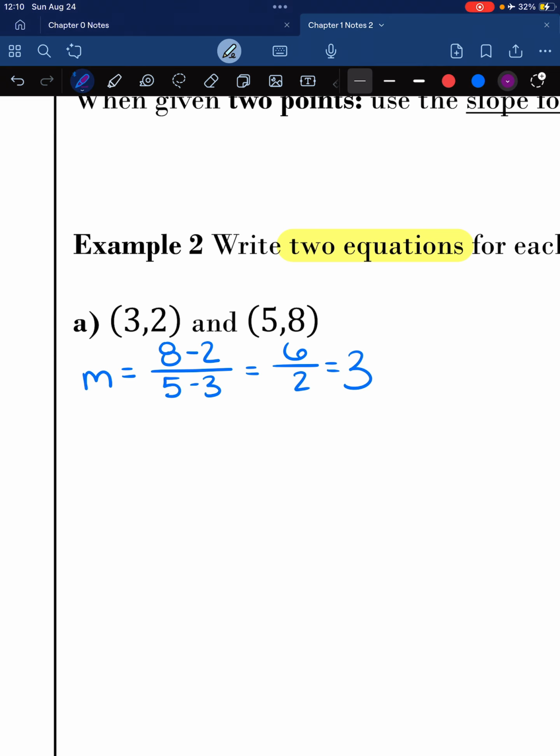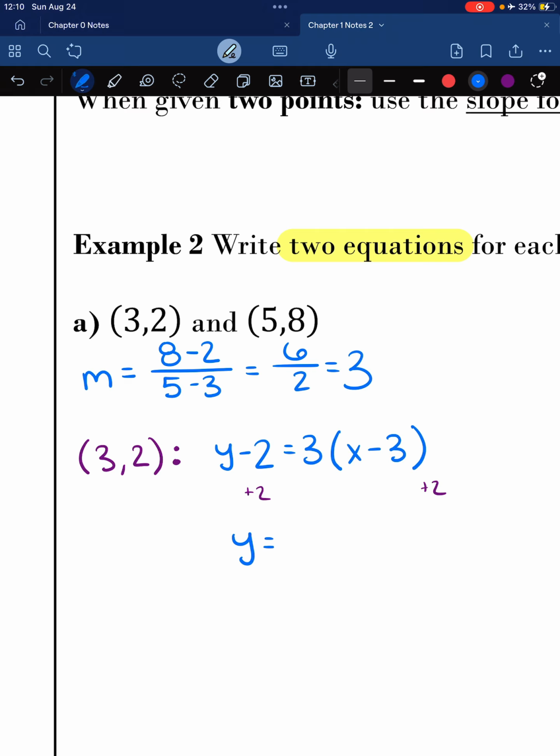Okay, and then we get to choose. We get to choose either of these points. So if I use the point 3, 2, then my equation is going to be y minus y1 equals m times x minus x1. Okay, and it says to check it by graphing it in my graphing calculator. So let's go ahead and add the 2 to both sides. And I get this equation, y equals 3 times x minus 3 plus 2.